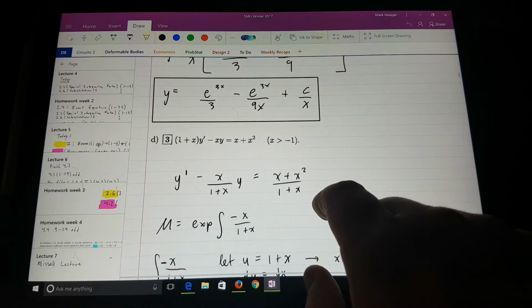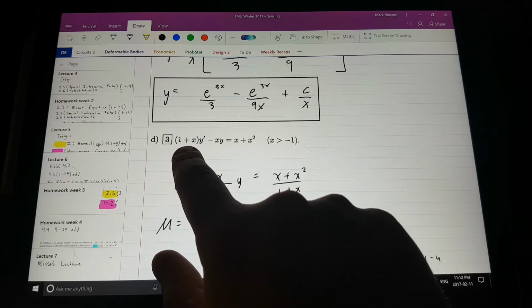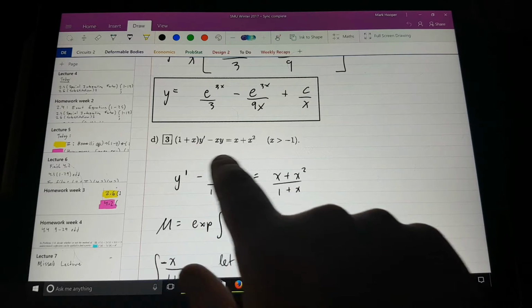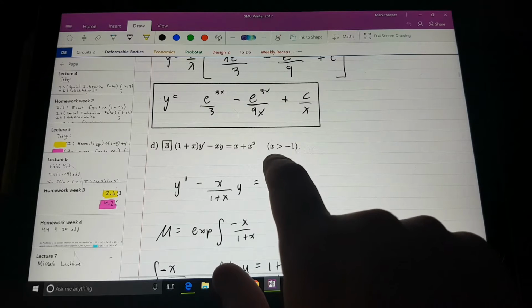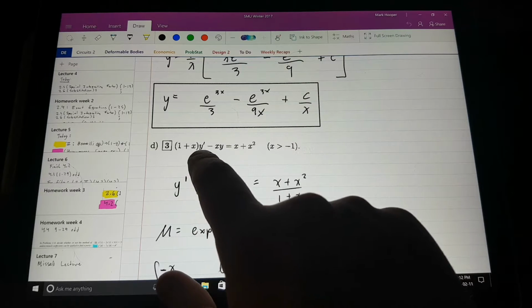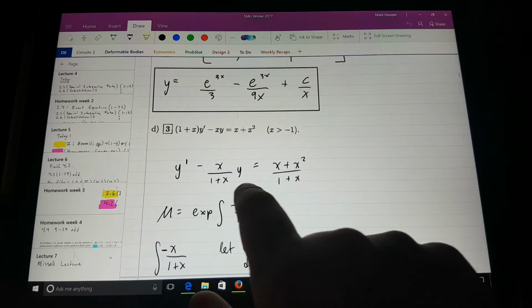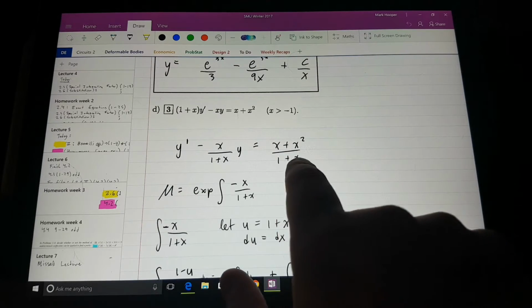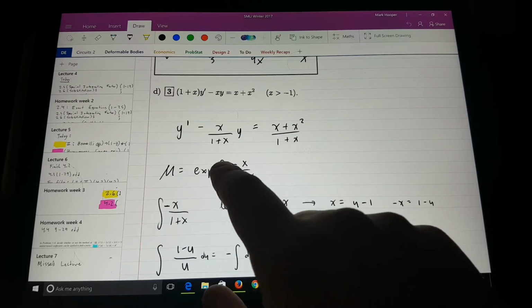Well, notice we've got a function of x multiplying here, so we're going to divide by this. And that's okay because x is greater than minus 1 in this case. So this thing's never going to hit 0, so everything's kosher. So anyway, we're going to do this, and then we'll get our integrating factor.